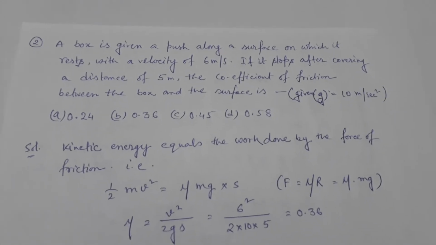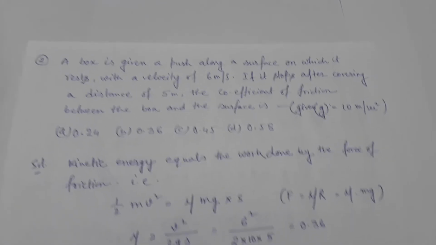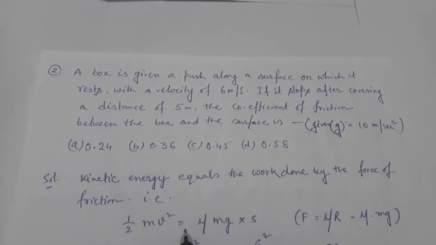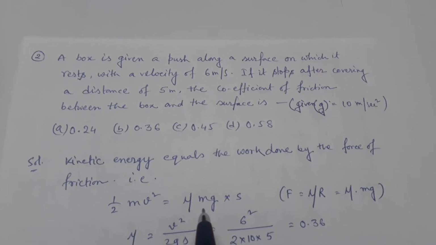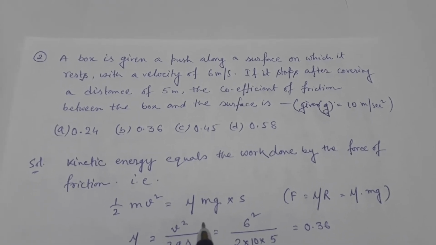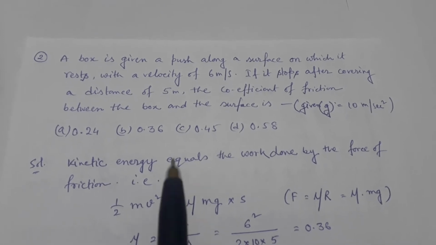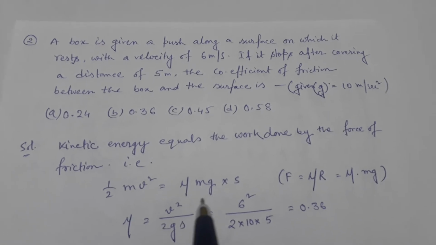So kinetic energy equals the work done by the force of friction. Half mv square is the kinetic energy, and the work done by the force of friction is mu mg into s, where s is the displacement covered, that is 5 meter. So half mv square equals mu mg into s.